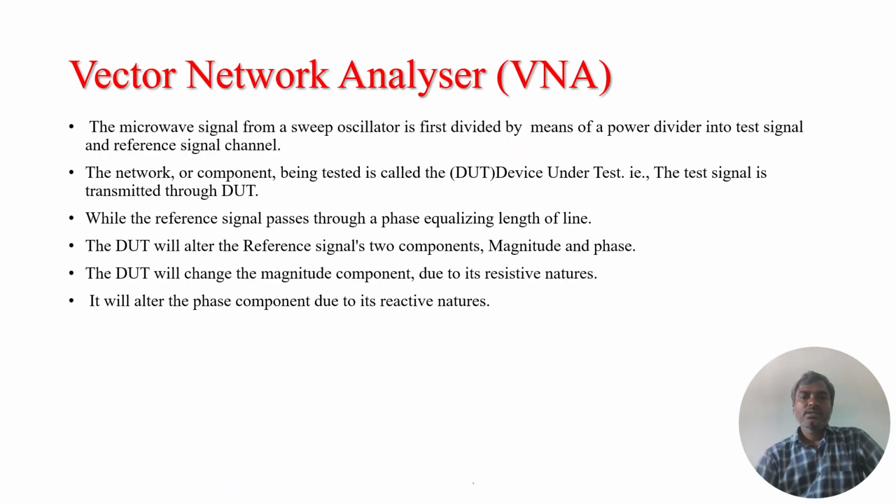In the vector network analyzer, the microwave signal from a sweep oscillator is divided into two components. One is the test signal, another one is the reference signal. The network or component whose characteristics are to be measured is called the device under test. The test signal is transmitted through the device under test, while the reference signal passes through a phase equalizing length of line.